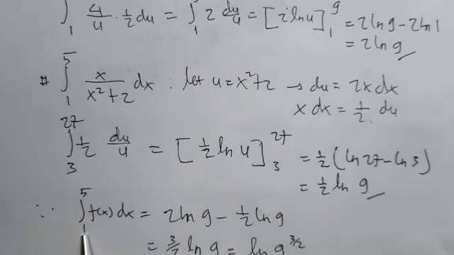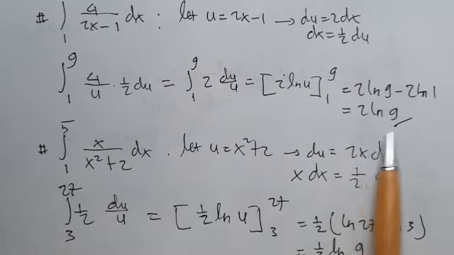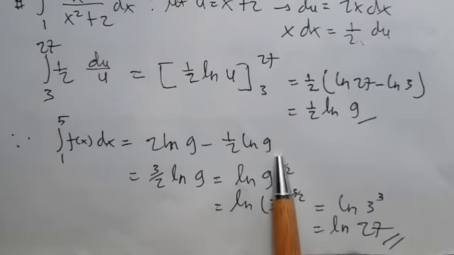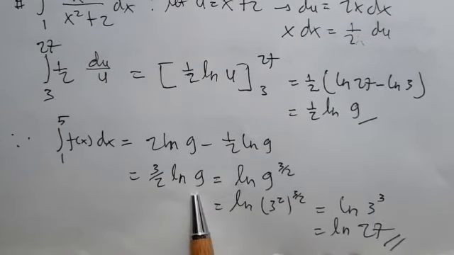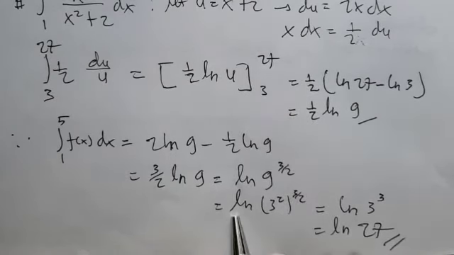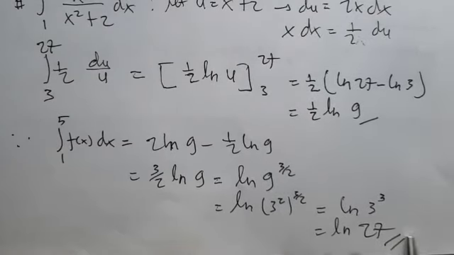Thus the integral from 1 to 5 of f(x) dx equals the value of the first integral, 2 ln 9, minus half ln 9, that is 2 minus half, which is 3 over 2, times ln 9, which becomes ln 9 to the power 3 over 2. ln 9 is ln of 3 squared, to the power 3 over 2, so 3 squared to the power 3 over 2 is 3 to the power 3, thus ln 3 cubed, which equals ln 27. So this is the final answer of this question. Thank you.